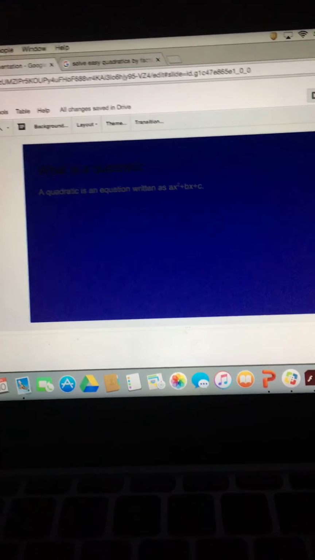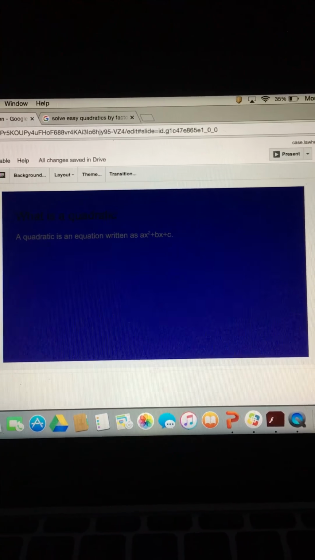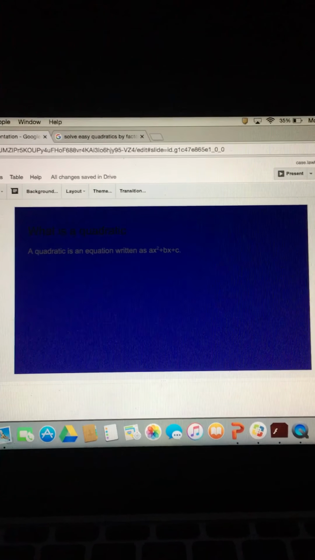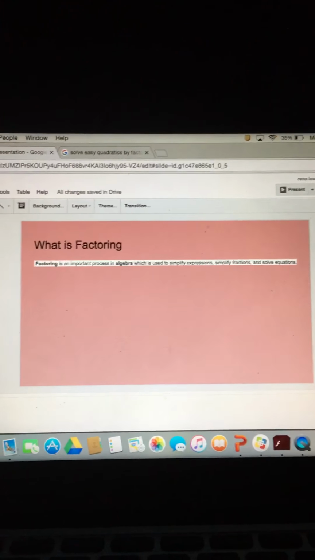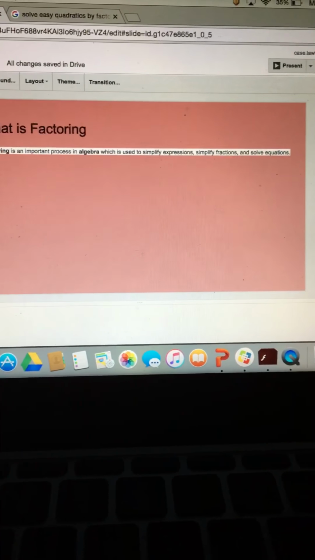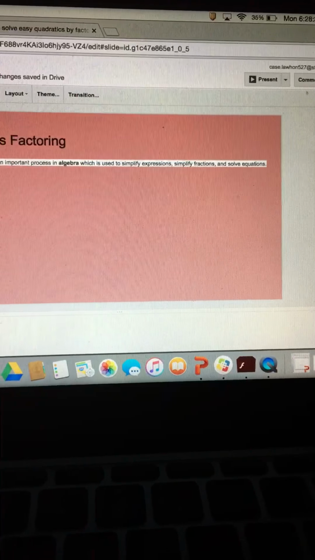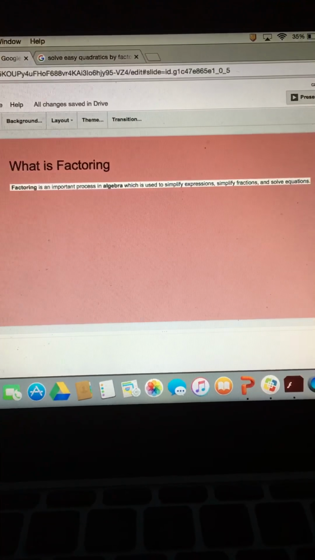What is a quadratic? A quadratic is an equation written as ax squared plus bx plus c. What is factoring? Factoring is an important process in algebra which is used to simplify expressions, simplify fractions, and solve equations.